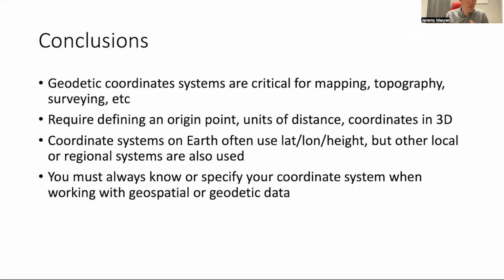These coordinate systems require an origin point, a unit of distance, and coordinates in 3 dimensions. On Earth, we often use latitude, longitude, height, but you can use X, Y, Z, or even other local or regional coordinate systems. And you must always know and specify your coordinate system when working with geospatial or geodetic data. No matter what you're doing, whether that's mapping, surveying, looking at a bridge, looking at a field, looking at something small or large, whatever the scale is, make sure the people who are using your data and your analysis know what your coordinate system is and can work with that.